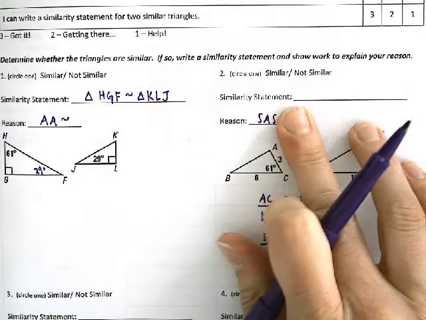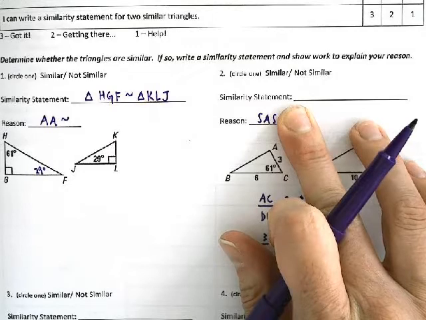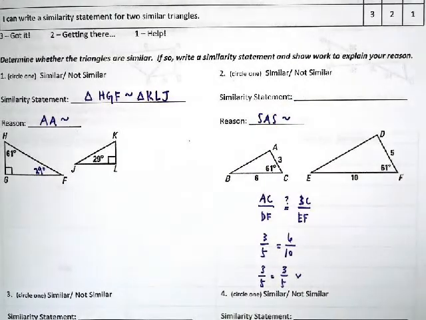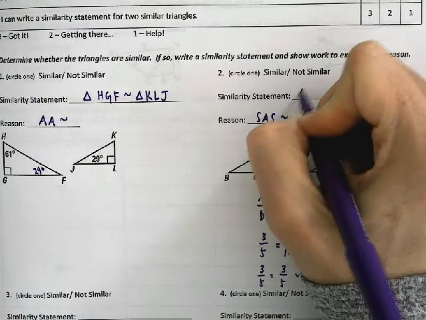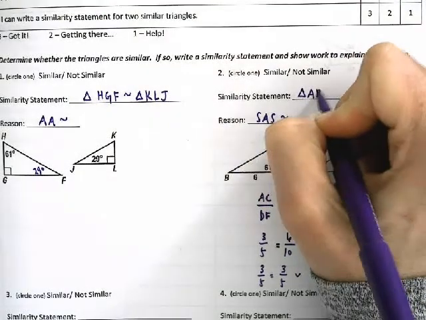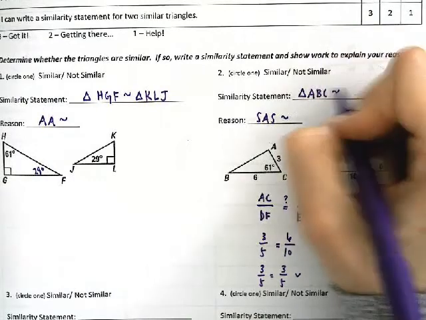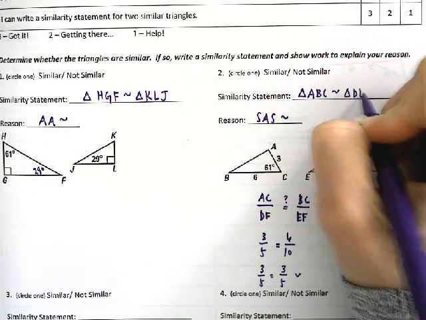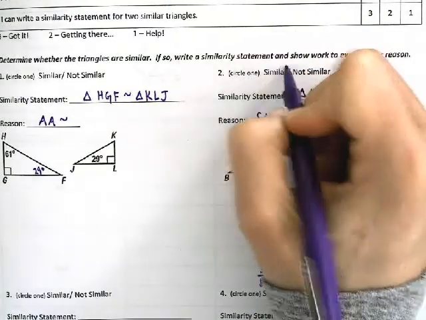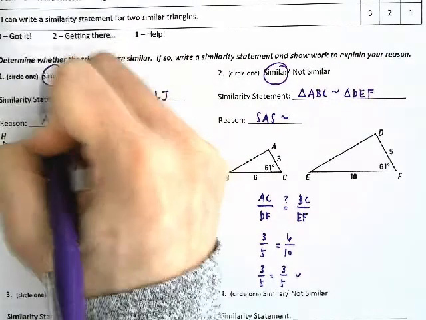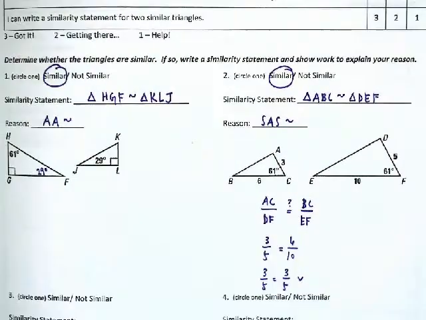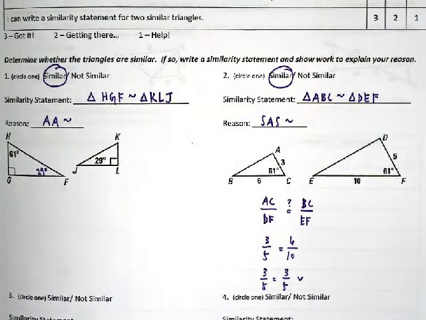Make sure you don't just put SAS without that symbol, you have to have that similarity symbol. And then I can say that triangle ABC is similar to triangle DEF. And I guess I should have been going back. Those were similar. The number 1 was similar as well. All right, let's keep going.